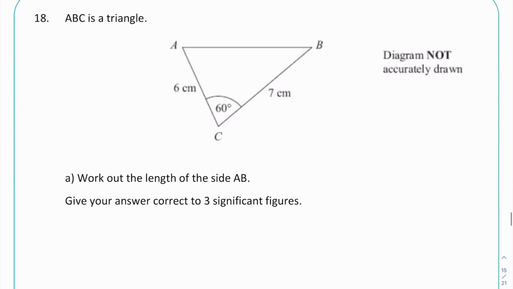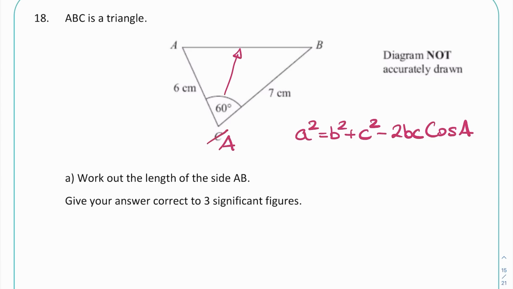On to question 18. So here it says work out the length of A to B. Give your answer correct to 3 significant figures. That's a really nice version of using the cosine rule. So nothing trying to trick you here, no triangles stuck together, just finding the length that's opposite that particular angle. So the cosine rule is a squared is equal to b squared plus c squared minus 2bc cos A. So I call the angle that I'm looking at big A, the little side we're looking for little a. And then the other sides are b and c, and these can be written in either order.